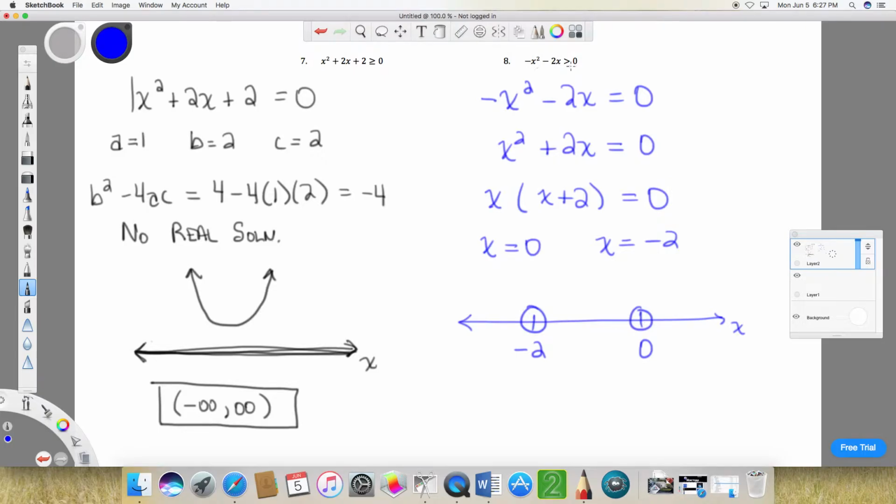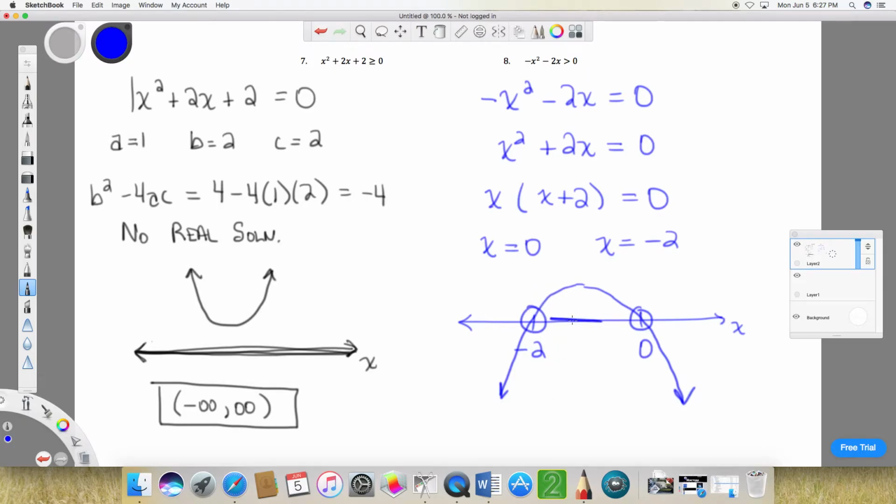Now, when I go to look at this -x squared minus 2x, that's a parabola that opens downward. That leading coefficient is negative. So if I think of what the sketch would look like, it's a parabola that's opening downward like this, but it has these two values as the x-intercepts. So what portion of this parabola is greater than 0? Well, it's the portion here that's above the x-axis.